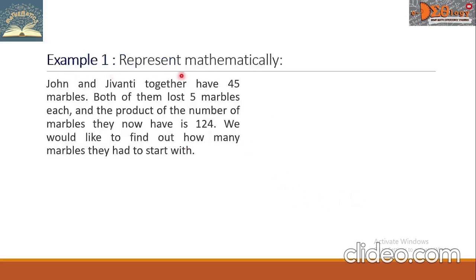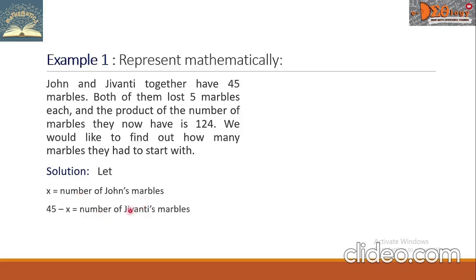Example 1. Represent mathematically. John and Giovanni together have 45 marbles. Both of them lost 5 marbles each, and the product of the number of marbles they now have is 124. We would like to find out how many marbles they had to start with. We let x be the number of John's marbles. In that case, 45 minus x is the number of Giovanni's marbles.